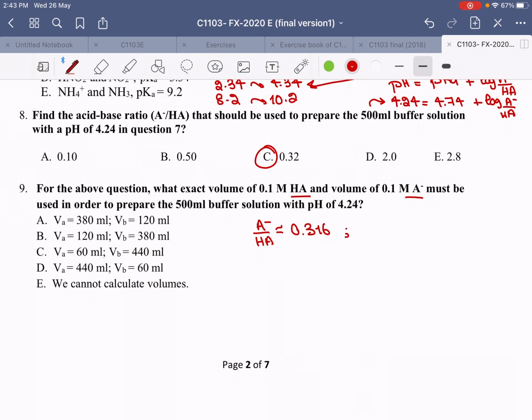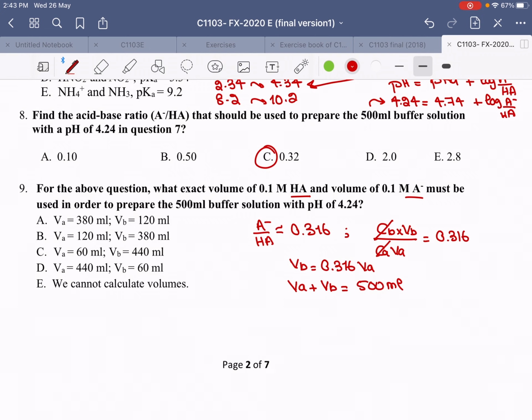شو هي ال A-؟ هي CB times ال VB على CA times ال VA must equal 0.316. ال CB قديش 0.1. ال CA 0.1 هيدي cancel. ال V للبيس بده يكون 0.316 V للأسيد. You can use 0.32 لأنه you already approximated فوق. And ال V للأسيد plus ال V للبيس بده يكون 500 milliliters. So simply solve the equation.